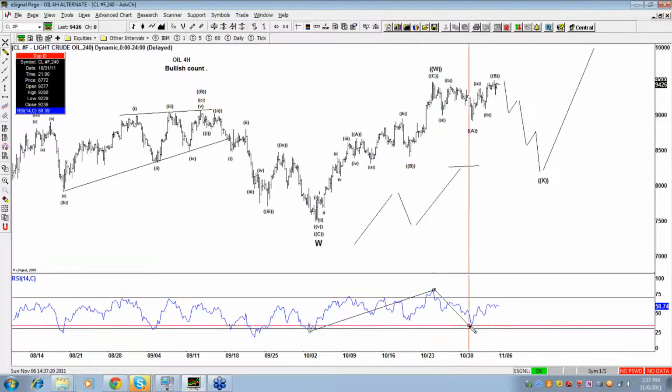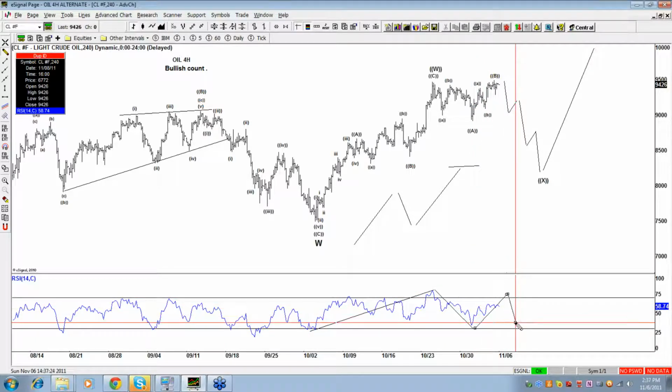And now we are A, B, and C. And then C in cable, C in copper, and C in that RSI, it makes me believe that we're going to see another leg higher in the dollar, but then the market again is going to trap down every dollar bull.